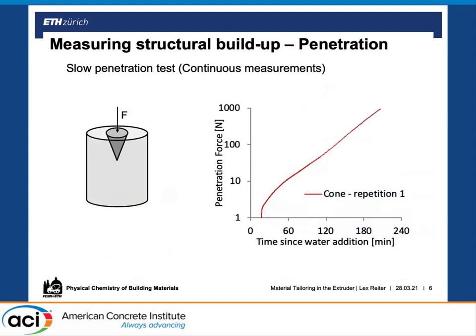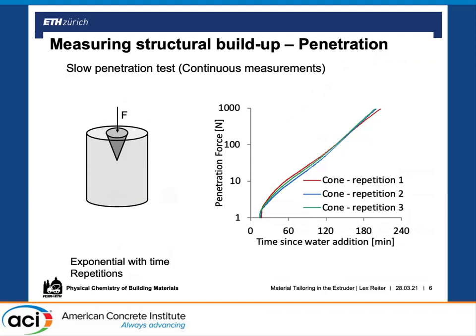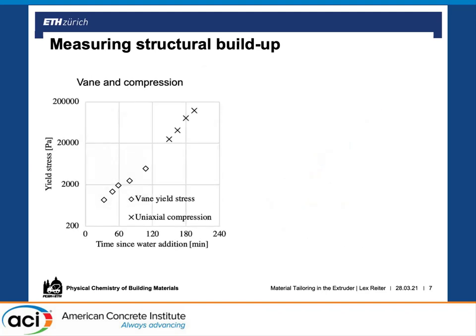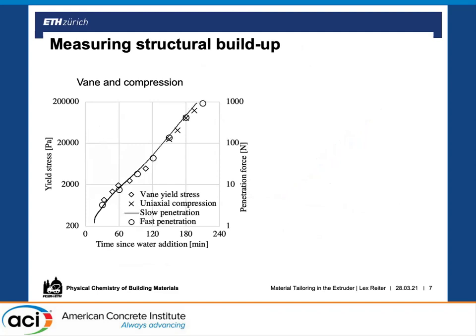So obviously, we need to measure the yield stress evolution. The method that we use at ETH is continuous penetration, in which you see here on the left the penetration tip that we insert into the sample at a constant rate over time, and we can measure the force. Then you get a graph, as you see here on the right. This method is relatively repeatable and gives the exponential increase of yield stress you would expect over time. We have compared that to vane and uniaxial compression tests, and we see that this penetration force scales linearly with these other methods from which we can calculate yield stresses.